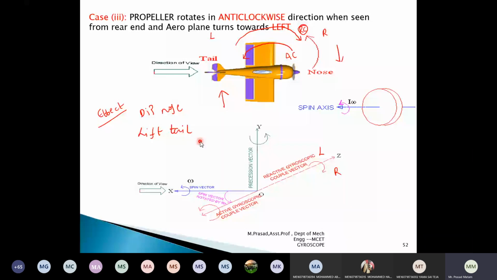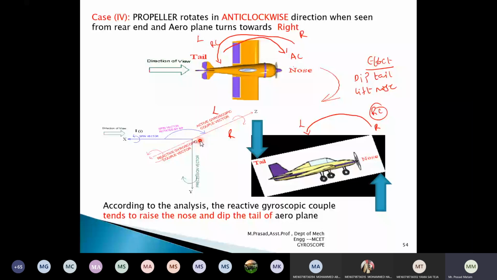Case 4. Propeller rotates in anti-clockwise direction when seen from the rear end and the aeroplane turns towards the right side. Again, anti-clockwise motion means it is coming towards the negative x-axis, and the aeroplane is taking a right turn. Means the pressure vector is coming downside. This is your active couple and this is your reactive couple. How is the reactive couple moving? Reactive couple tries to move from right side to the left side. I have written here: reactive couple is moving from right side to left side.